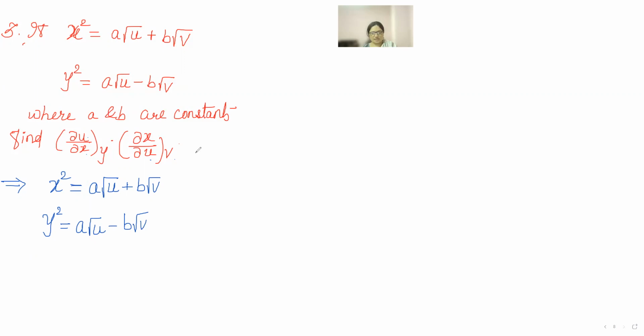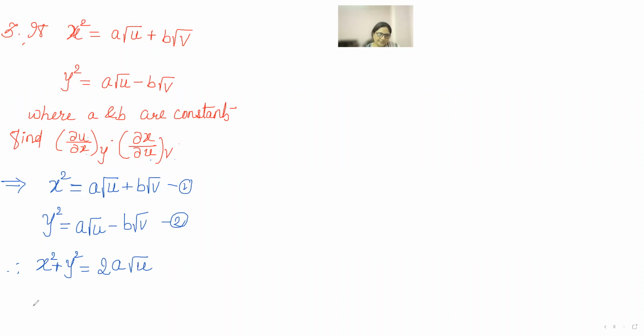Addition of two equations. Yes, taking addition of these two. Suppose here it is the first equation, this is the second equation. Therefore, adding 1 and 2, you get x square plus y square is equal to 2 times a into root u. Okay.